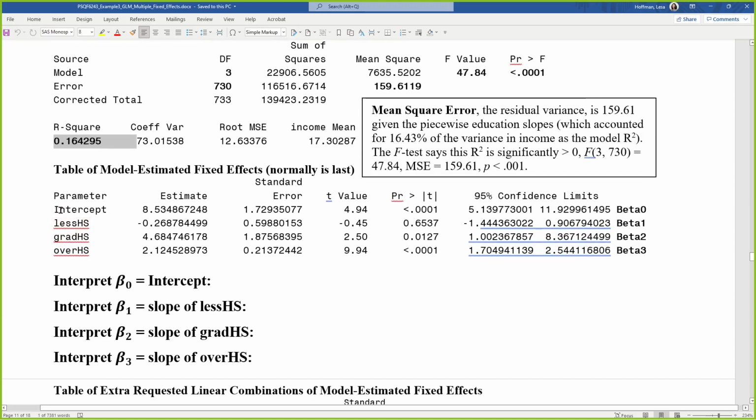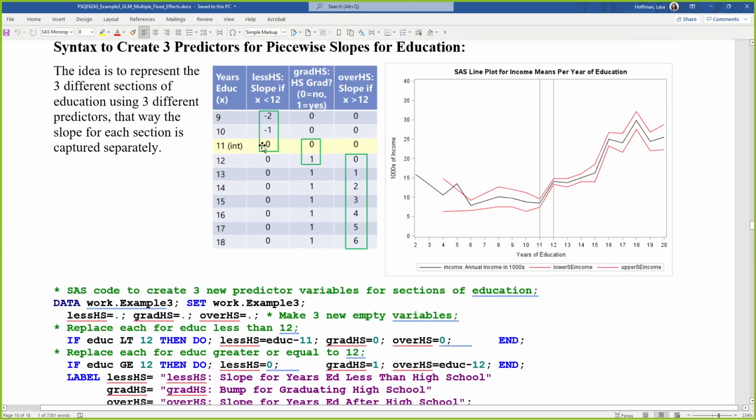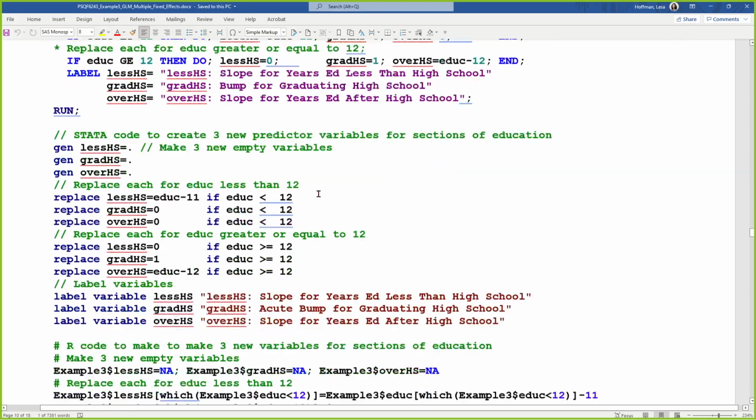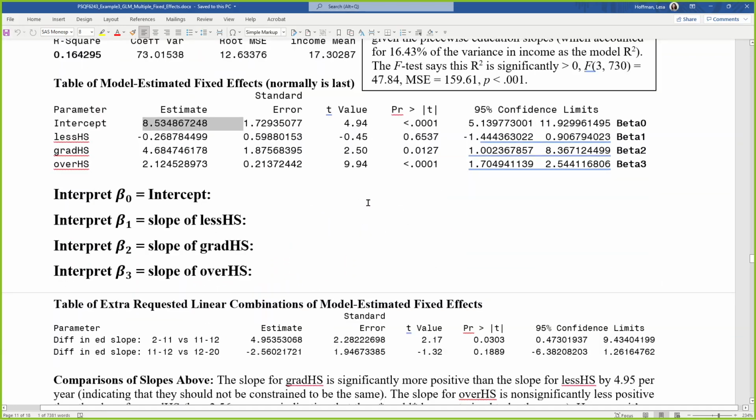So then we get to the more specific answers. Intercept, that's my predicted income level for somebody with 11th grade. And I know that because that's how I set it up. 11th grade is when all of the predictors are 0. So that defines my model reference point for what the intercept is going to tell me. So this intercept is 8.53, has a standard error of 1.7. I have a significant t-value about this. Do I care?